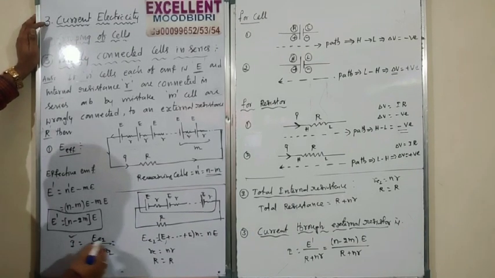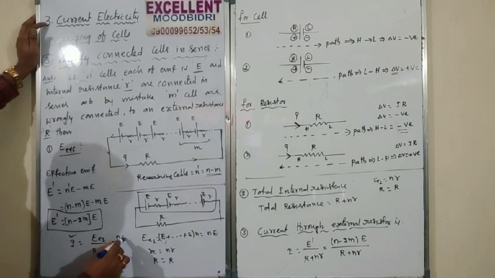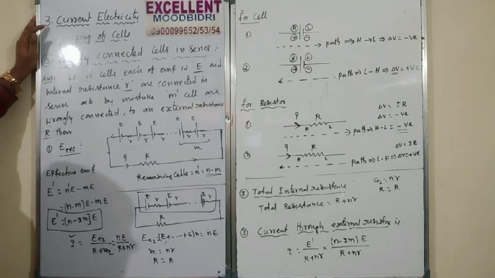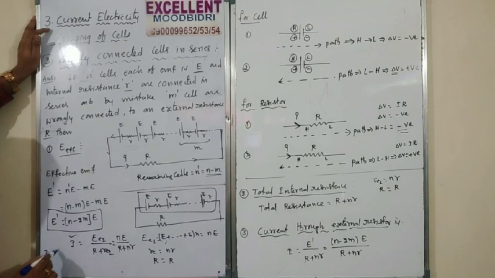So E equivalent is equal to how much? N into E divided by R plus N into R. This is the effective resistance formula. If only one cell is there, then I is equal to E divided by R plus r.